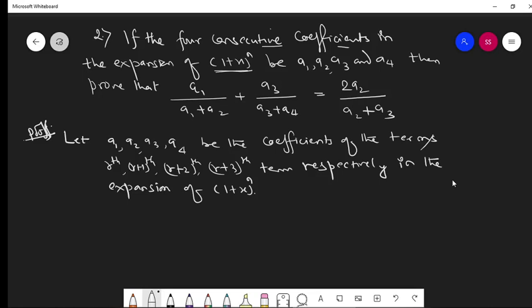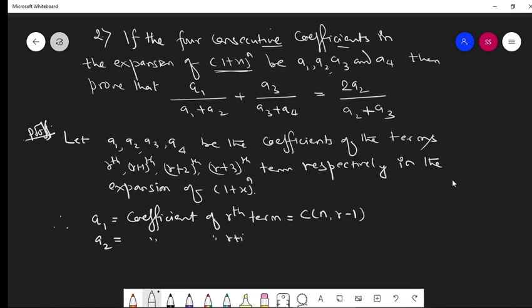We suppose a1, a2, a3, a4 be the coefficients of the rth term, r plus 1th term, r plus 2th term, r plus 3 term in the expansion. Therefore, what is the value of a1? a1 means coefficient of rth term, equal to C(n, r minus 1). The a2 is the coefficient of r plus 1th term, that is C(n, r).